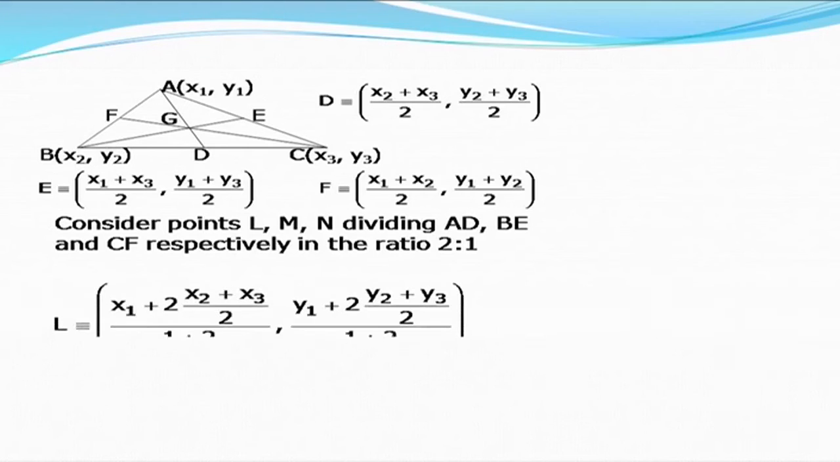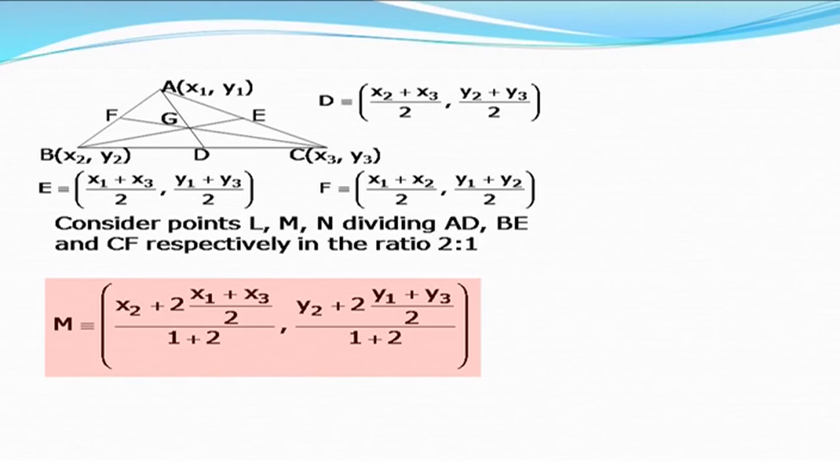We find out the coordinates of L in this case as x1 plus 2 times (x2 plus x3) upon 2, divided by 1 plus 2, and y1 plus 2 times (y2 plus y3) upon 2, divided by 1 plus 2. In the same way, we can find out the coordinates of M and N, where M will be x2 plus 2 times (x1 plus x3) upon 2, divided by 1 plus 2, and y2 plus 2 times (y1 plus y3) upon 2, upon 1 plus 2. N will be x3 plus 2 times (x1 plus x2) upon 2, divided by 1 plus 2, and y3 plus 2 times (y1 plus y2) upon 2, divided by 1 plus 2.